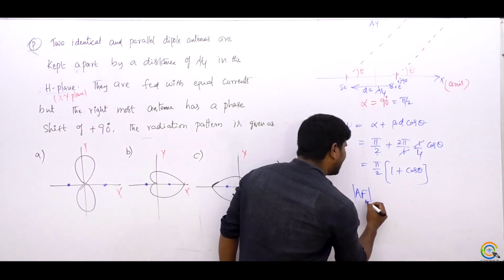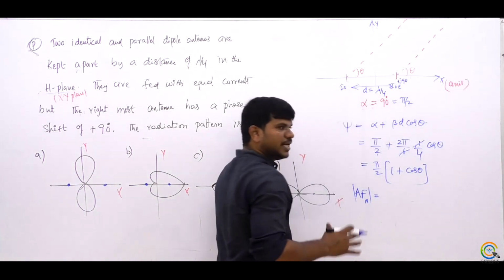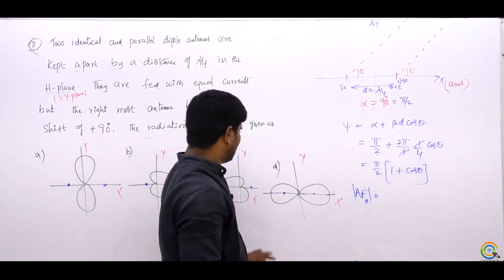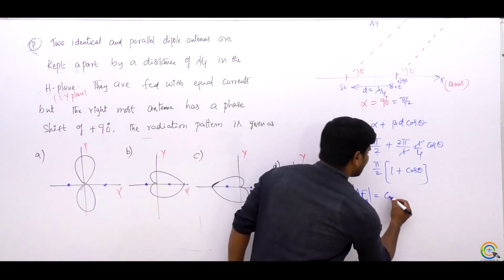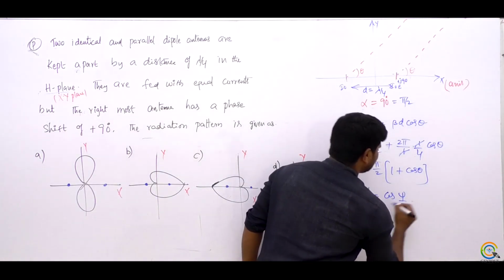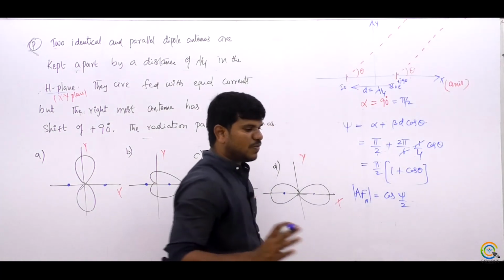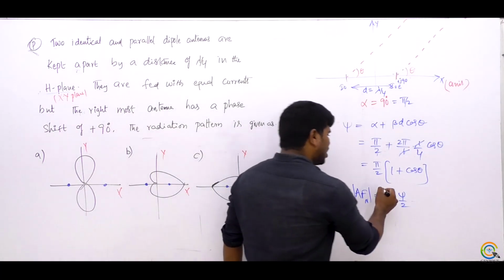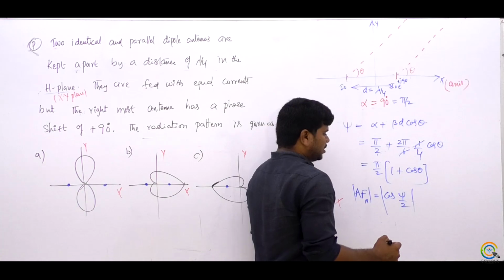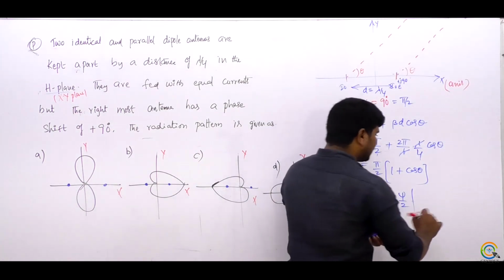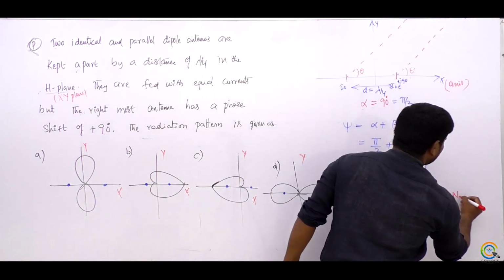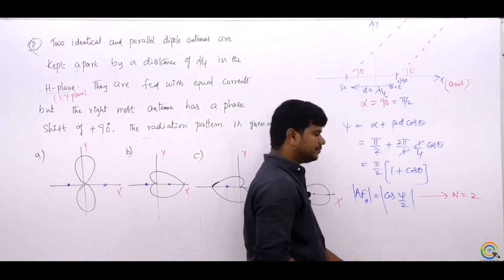Why do we have to find the error factor? The error factor is deciding the radiation pattern. So that's why cos of psi by 2 is the error factor. So what is cos of psi by 2? This is mod cos of psi by 2, which is deciding the error factor. This is for an n equals 2 element array.